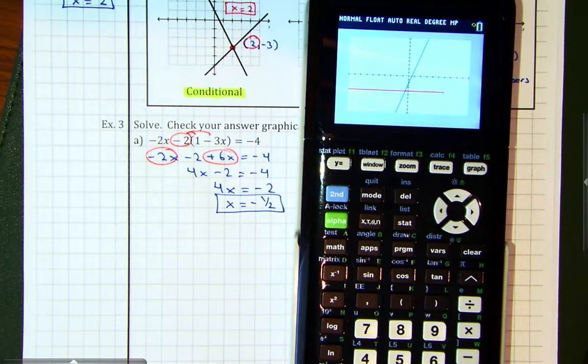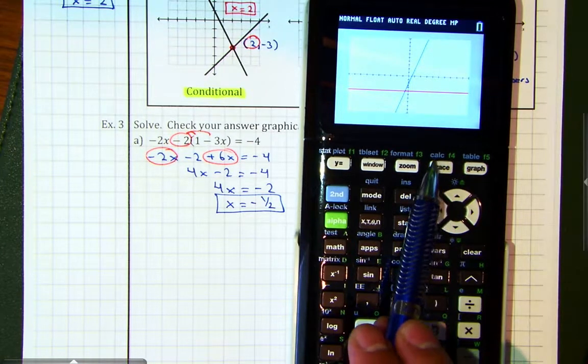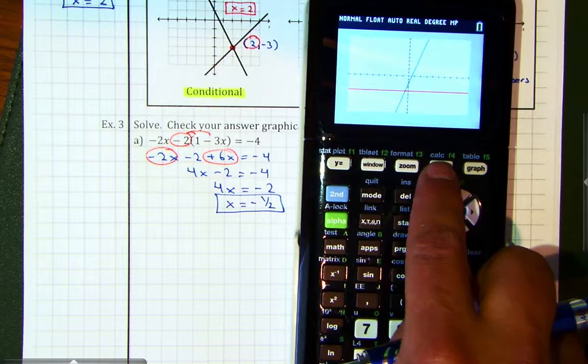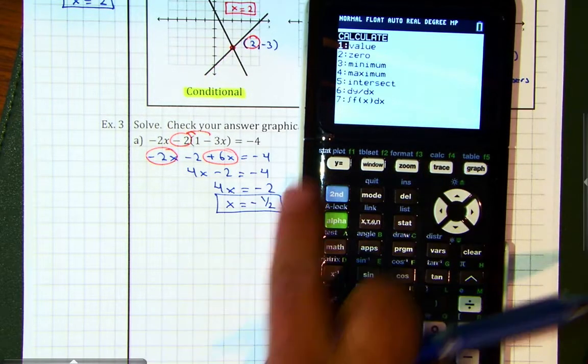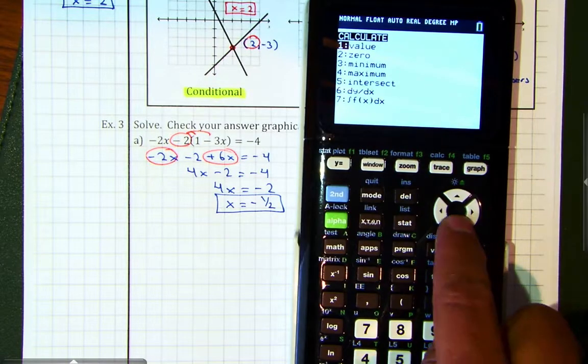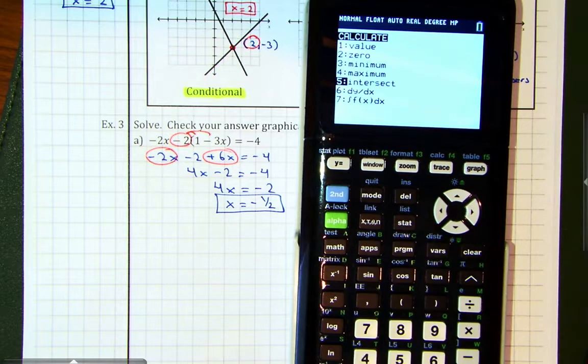And now I need to be able to find the intersection. Now notice that underneath the trace, there's a calc. It's in blue, so I'll press my second calc, and then I'll go down to intersect. So your graphing calculator can find your maximum, minimum, your zeros. I'm looking for my intersect.